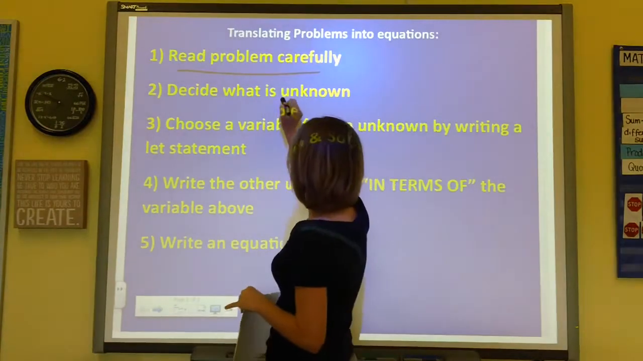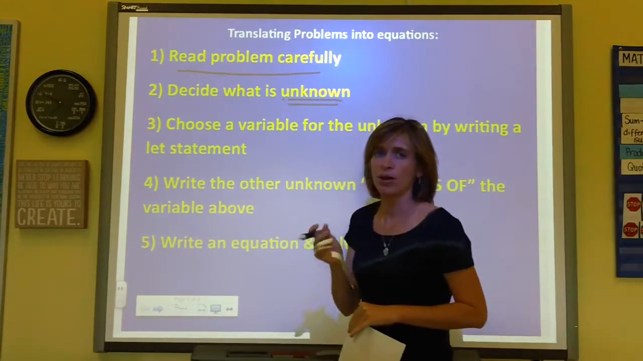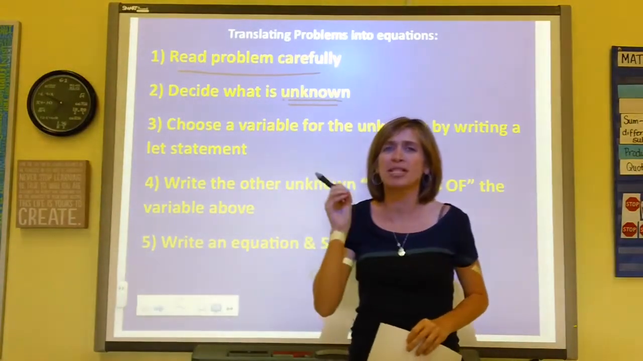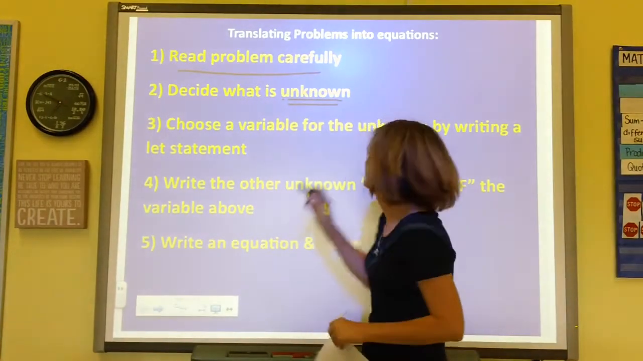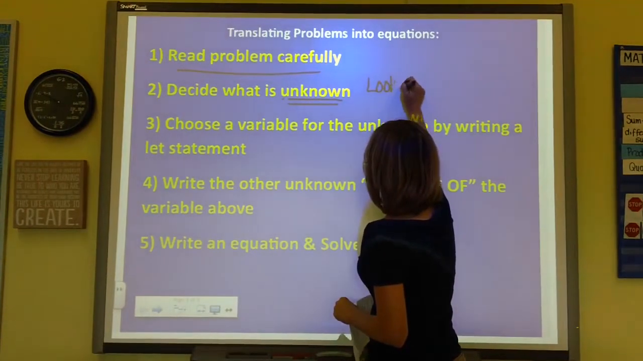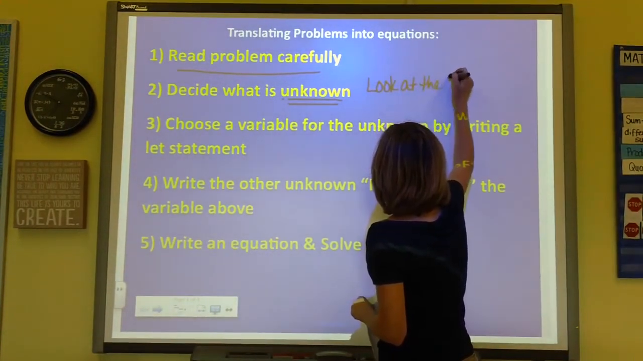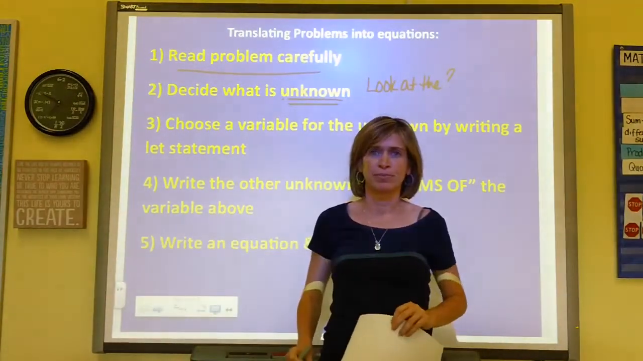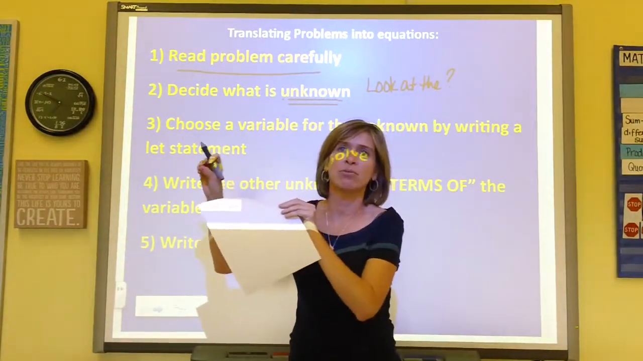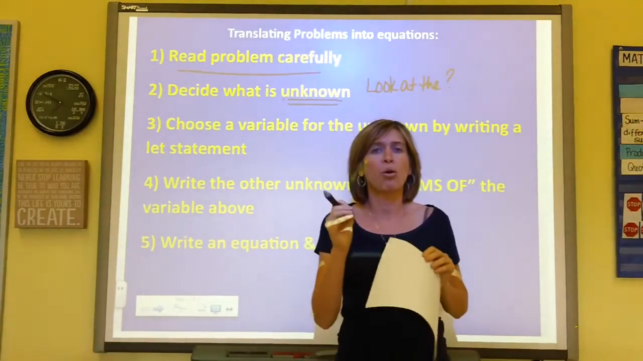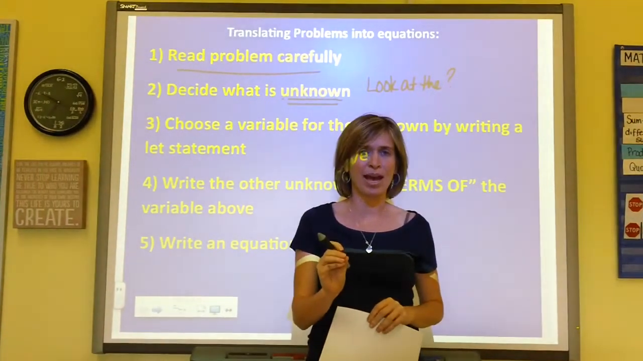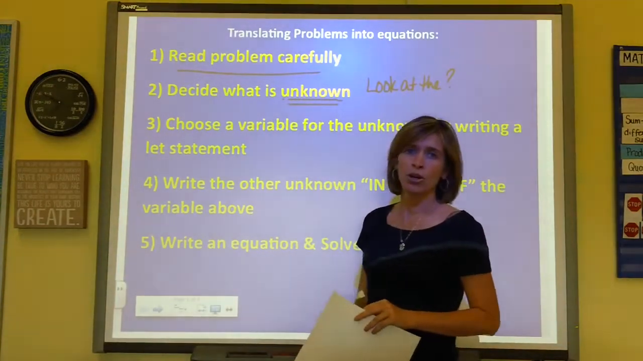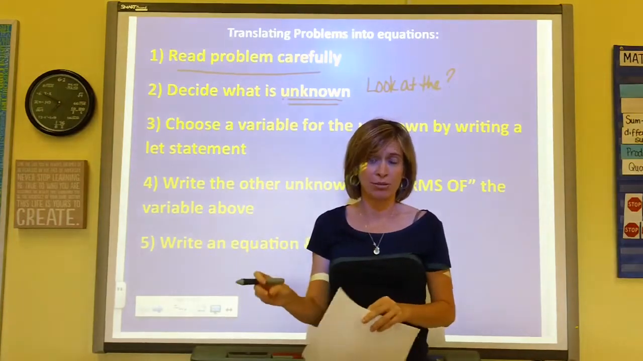Then, you have to decide what is unknown. Okay, so here's my little hint. What is unknown is usually what's asked in the question. Look at the question. For example, what is Mary's age? What is the length of the rope? That would be the question that's being asked, okay? So always look in the question for what the unknown is, okay?